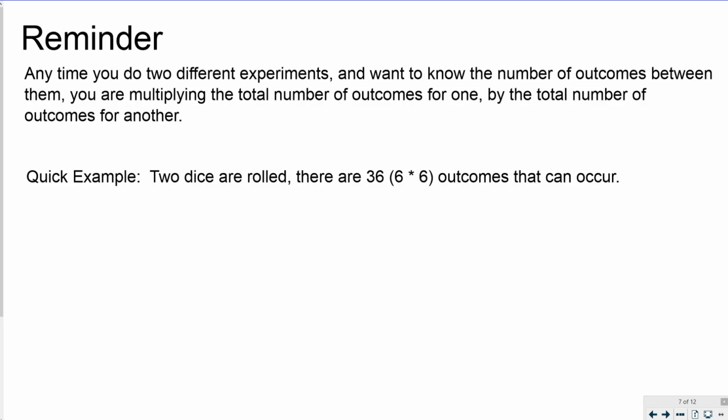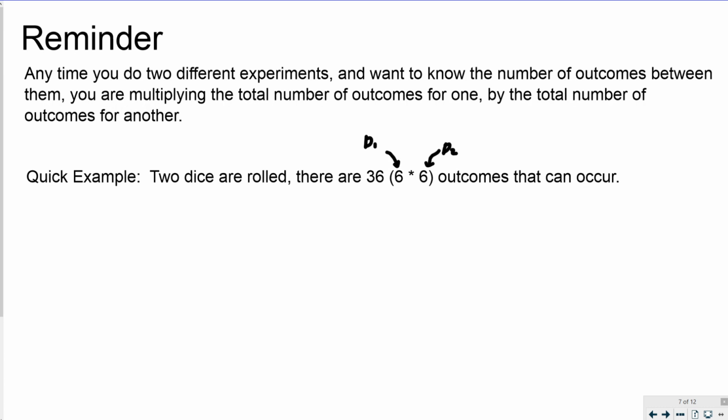So for example, and one of the most common ones that I see is that 2 dice are rolled. That means that there are 36 because there are 6 outcomes for the first die. So die 1 would have 6 outcomes, and die 2 has 6 outcomes as well. So you are going to multiply that together to be the total number of outcomes, or 36.